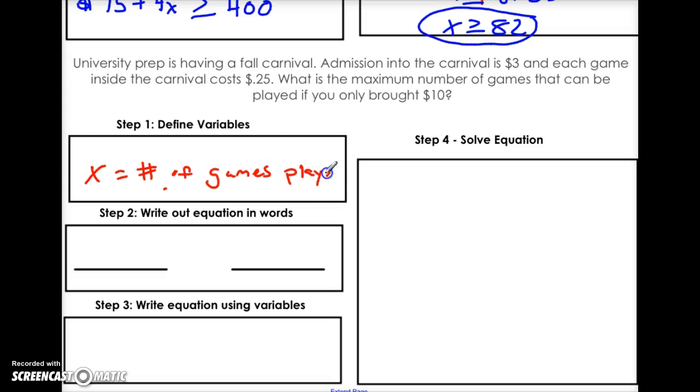Okay. Now let's go and set up our equation in words. We're just going to write it out, right? So we know that we only have $10, and we're going to spend that at the carnival.